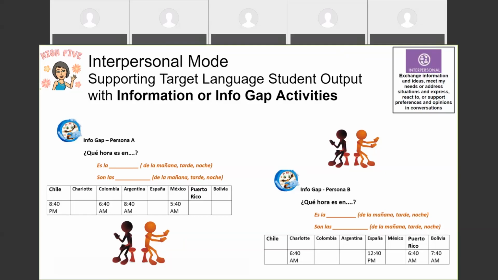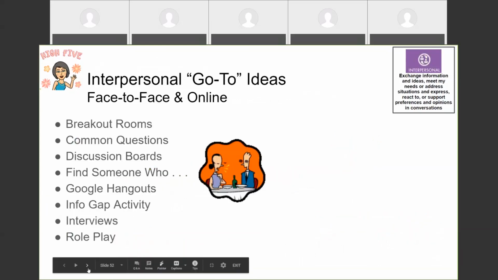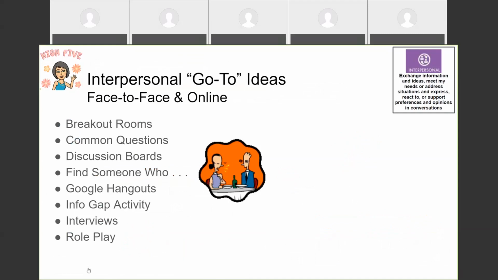And so that can be done in the virtual environment as well as face-to-face with some careful planning, and can really help scaffold interpersonal for the novice learner. A few go-to ideas, whether face-to-face or online.